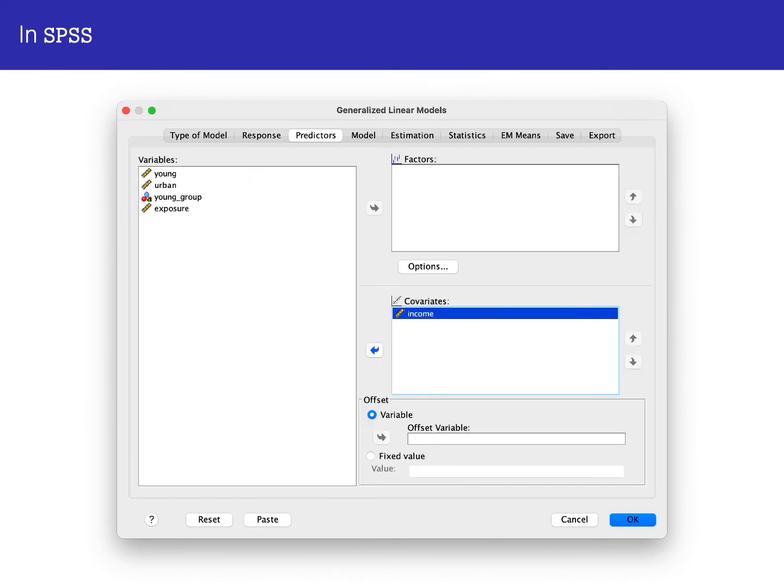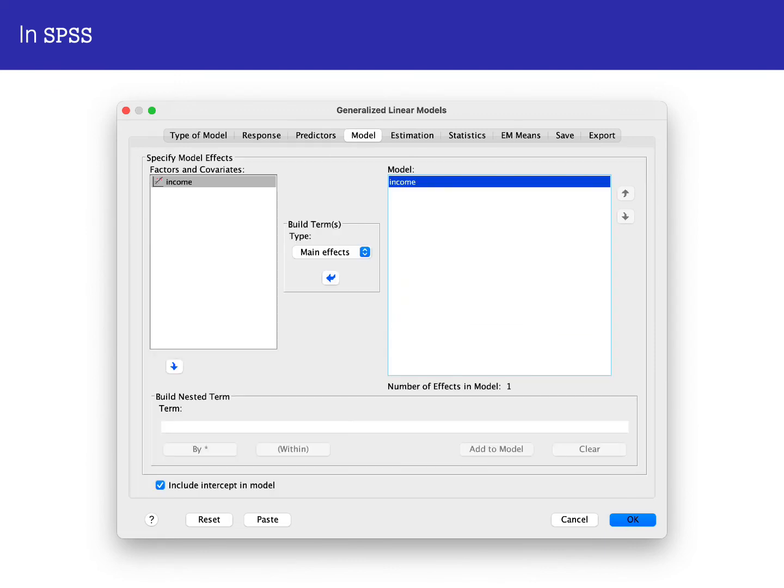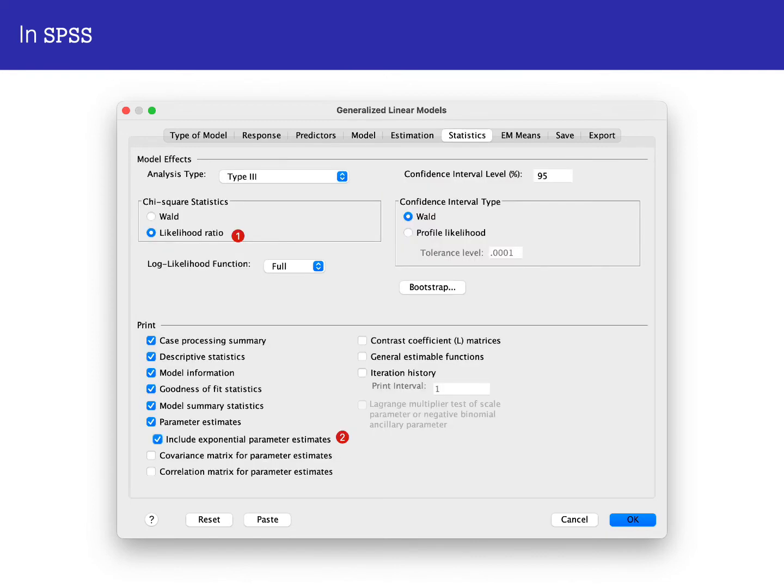Then we provide our predictors. So in this case, we only use income. We also have a menu to define our model, so that's useful if we want to include some interactions. And then we can choose what type of test we want and what type of output we want. And notably, what we want to do in general, if it's not too costly computationally, is to use likelihood ratio tests. And also, parameter estimates are usually better interpreted using exponentiated versions.